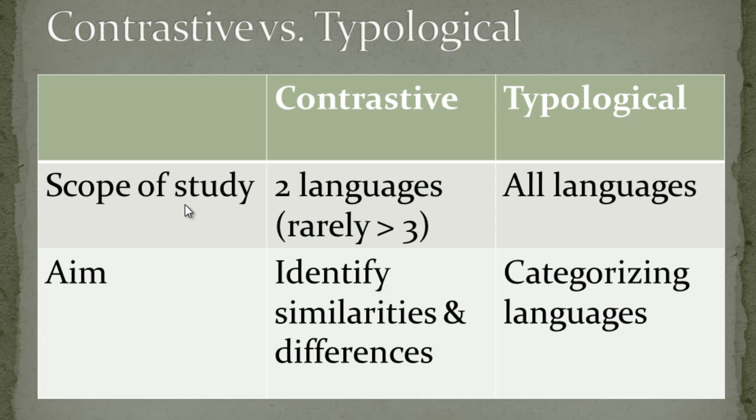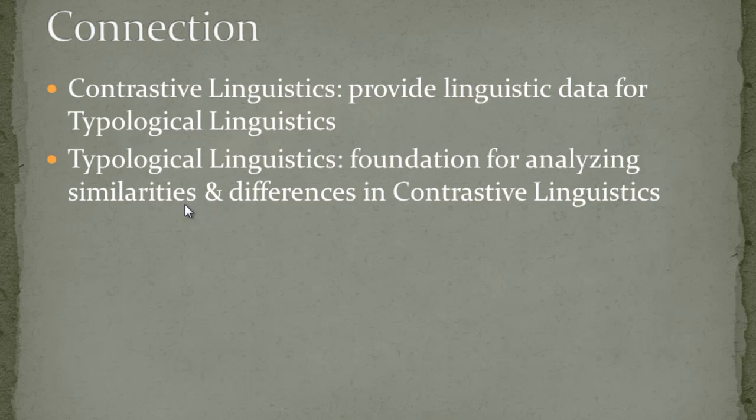Right. So the aim of contrastive linguistics is to study language pairs in order to identify similarities and differences for teaching, for learning, for translating, for building curriculum, for testing. While with typological linguistics, we study all languages and put them into categories. Now, these three branches are connected to each other.